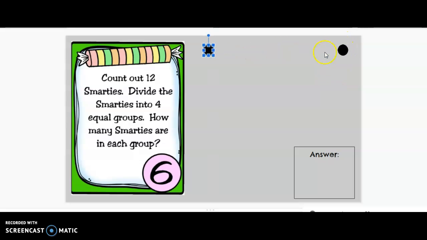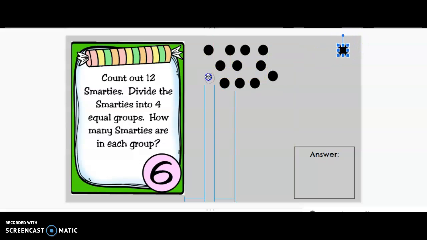So 1, 2, 3, 4, 5, 6, 7, 8, 9, 10, 11, 12. It says divide the Smarties into 4 equal groups.